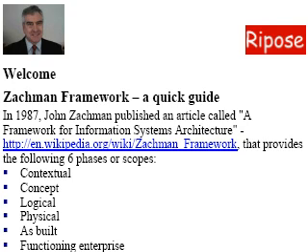Unquote. The 6 scopes or phases of the Zachman Framework are the contextual, conceptual, logical, physical, as-built, and functioning enterprise. As an aside, John Zachman worked for IBM until 1982.